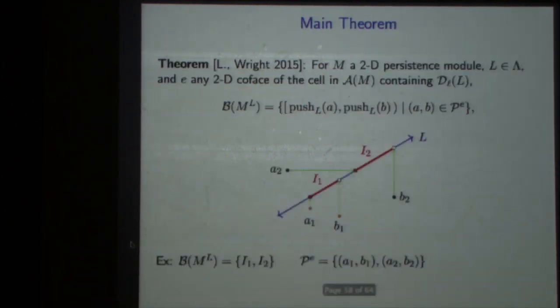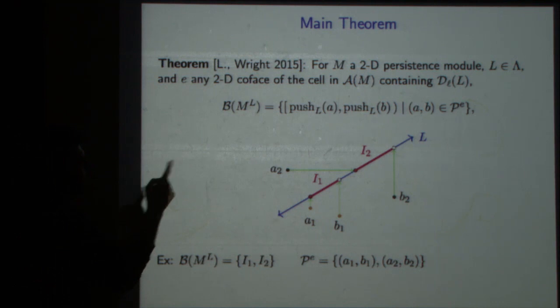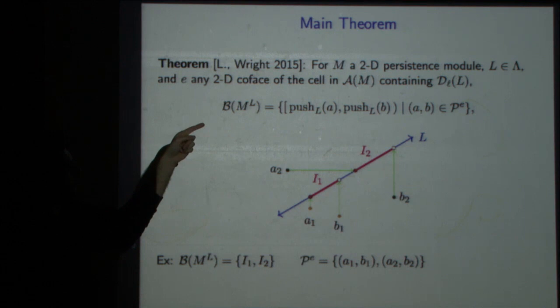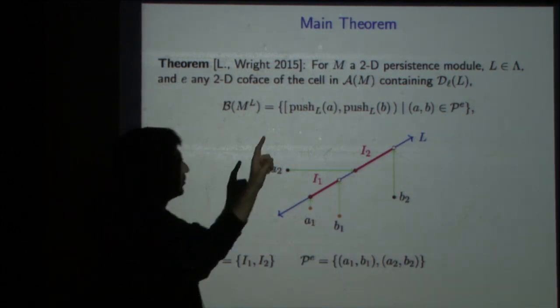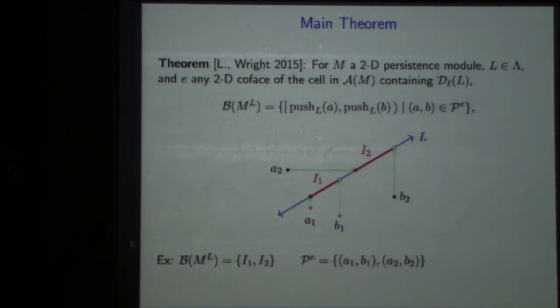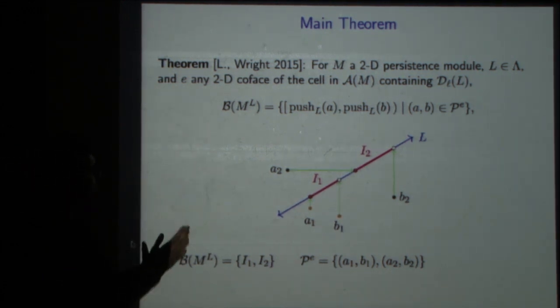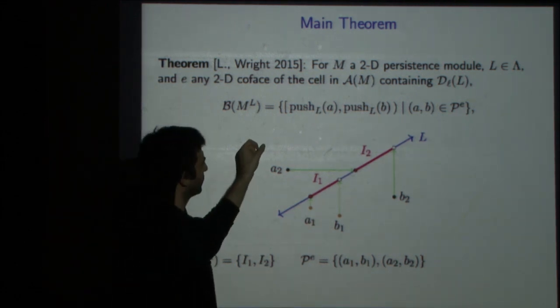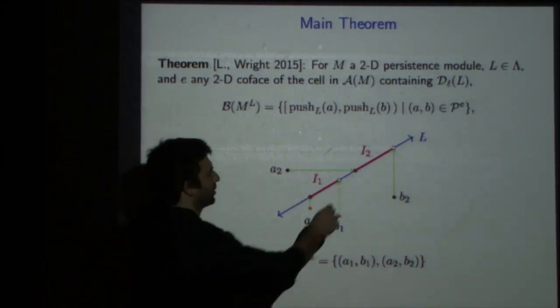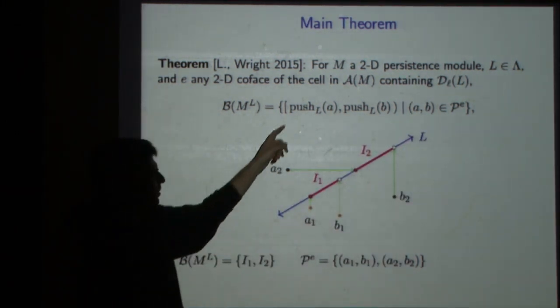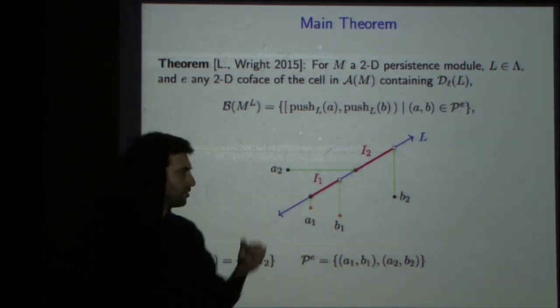Okay, and so now, here's the mathematical result. It tells me that for M, a 2D persistence module, L, a query line, and E, any 2-dimensional coface of the cell in my augmented arrangement data structure containing the dual of this line, the barcode of the restriction of M to this slice is equal to the collection of intervals obtained as follows. I look at every pair of points in this barcode template, and I push them onto the line, and that gives the left and right endpoints of my interval.